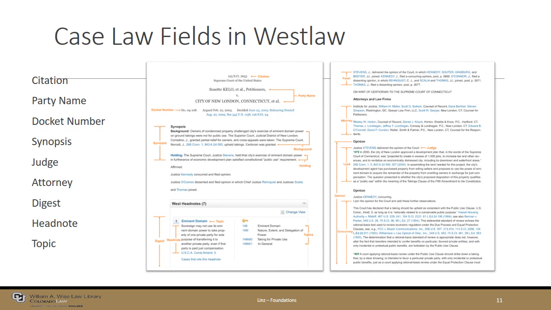The synopsis or summary of the case. You can search by the judge who authored the majority opinion, concurring opinion, or dissenting opinion, the attorneys who argued the case, and you can search within the digest, which includes the digest, a topic, and a headnote. We'll look at that shortly. And of course, you can search within the opinion of the case itself.